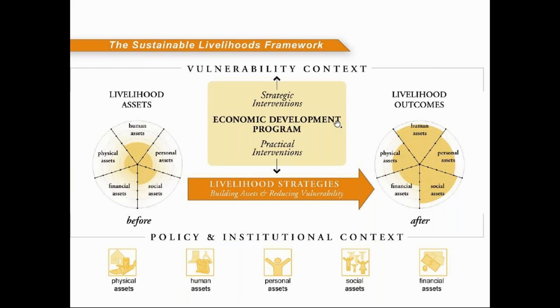So again, when looking at this diagram, the two circles, the livelihood assets and the livelihood outcomes that we have on the left and right of the image, really show the process and what we're aiming for here. So at the beginning, we have our assets, and a woman can map herself against those assets, again looking at what does she bring, and then through your strategic interventions and your practical interventions, the goal is that at the end of a program, she's able to build her assets and move towards a sustainable livelihood. So I'm going to get into more specifics on the asset development piece in the next slide.